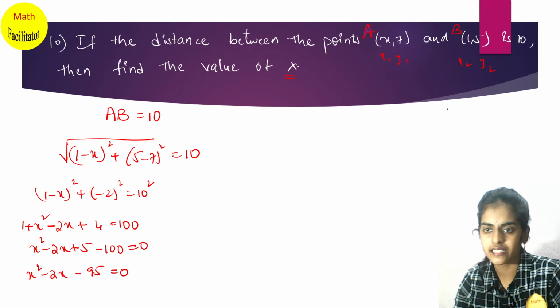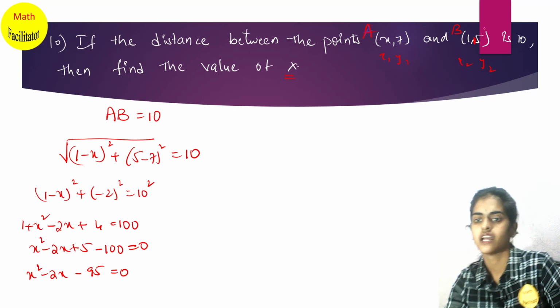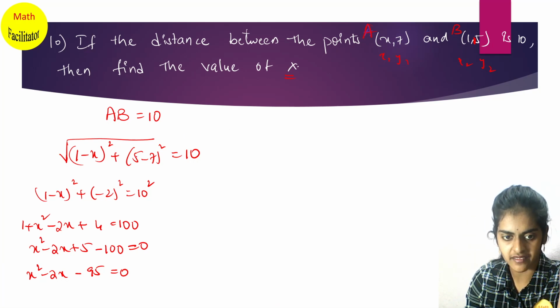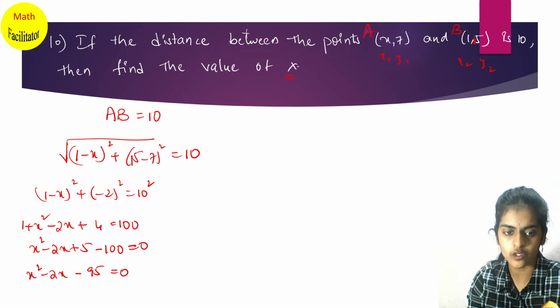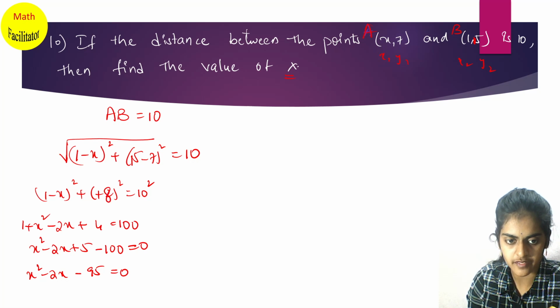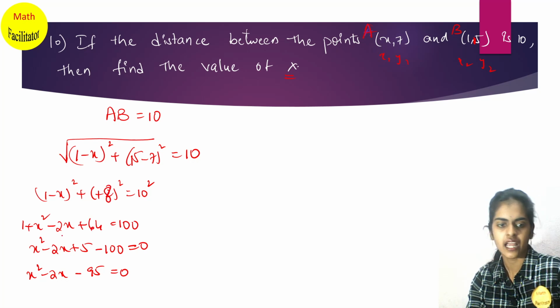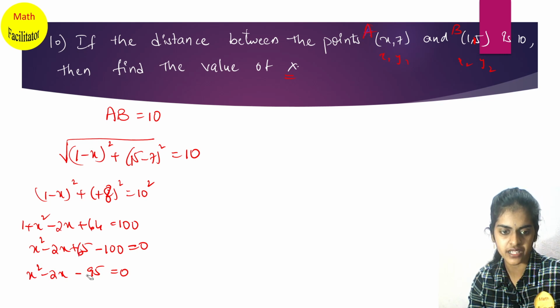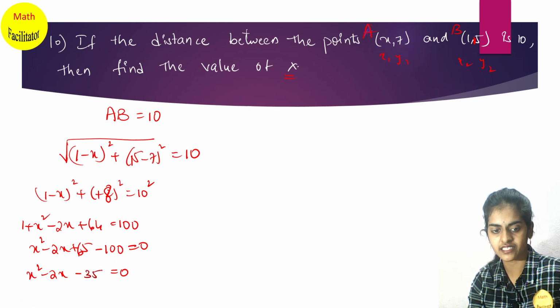Here the point has to be 15. This is 15, just check your textbooks. So this point is (1, 15). So 15 minus 7 will give you 8. So you have 8 square, which is nothing but 64, and 64 plus 1 is 65. Here the final step: 65 minus 100 gives you minus 35.